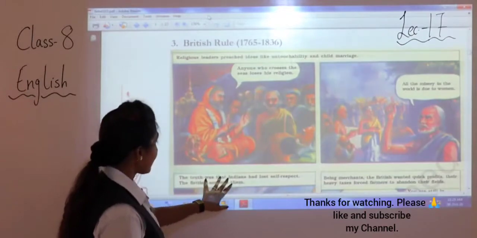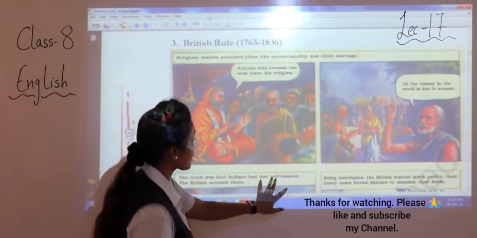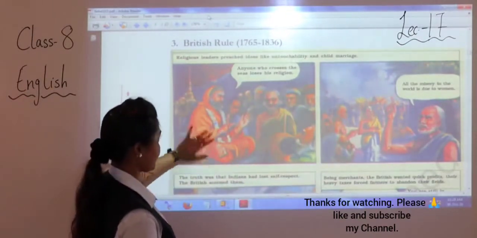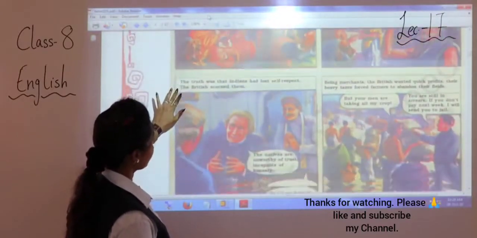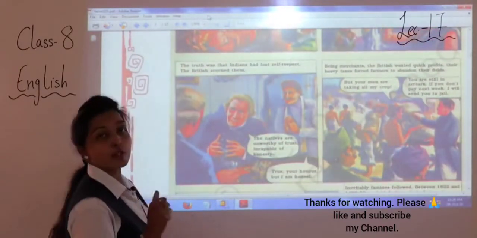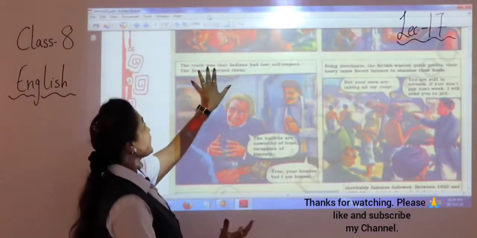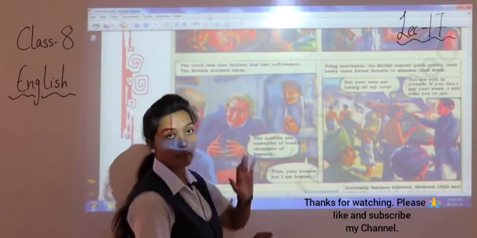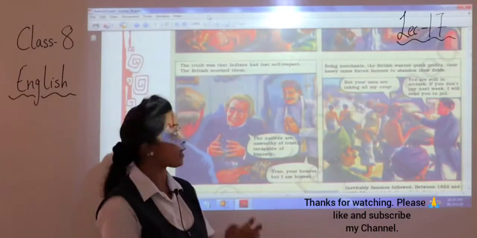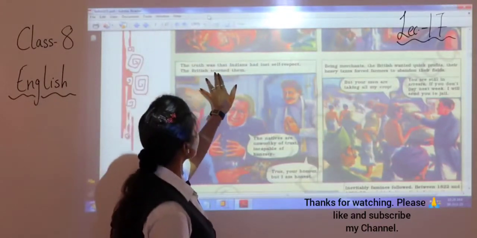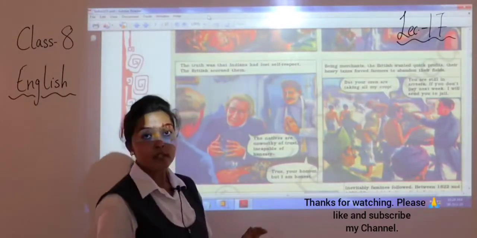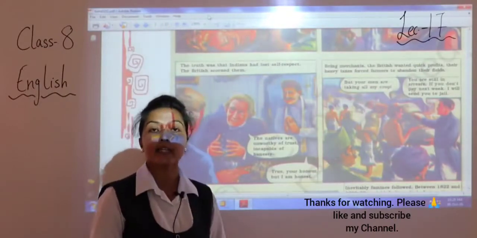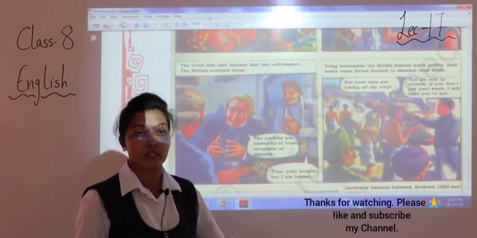The truth was that Indians had lost self-respect. Now, what is the truth? The real thing is that Indians had lost self-respect. Now they lost that thing, self-respect. The British scorned them. Now the Britishers hated the Indians.